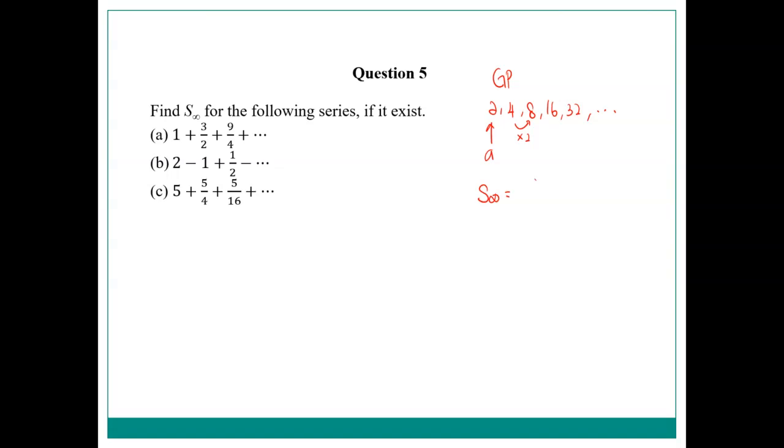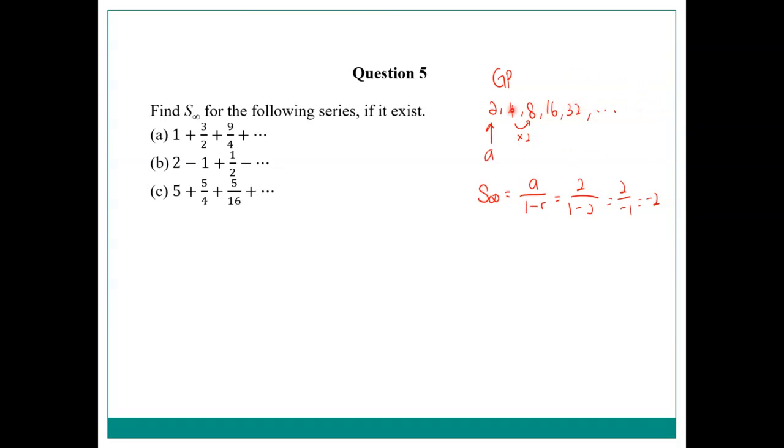Sum to infinity is A over 1 minus R, if you remember the formula. So my A is equal to 2. My R is also equal to 2. So I have 2 over negative 1. I got negative 2. Imagine the sum to infinity is 2 plus 4 plus 8 plus 16 plus 32 and so on and so on.